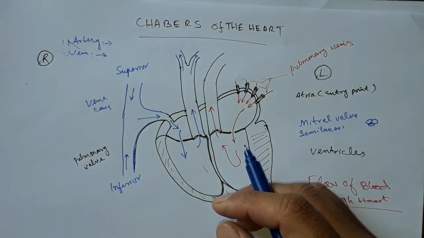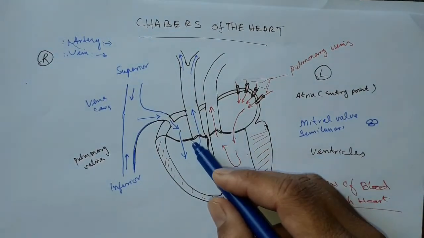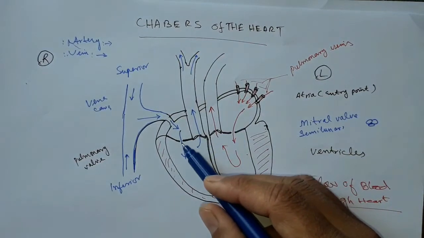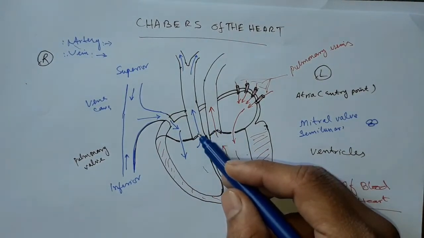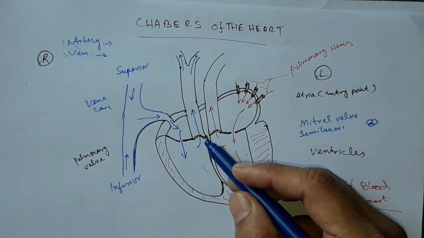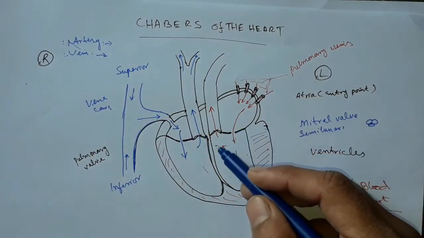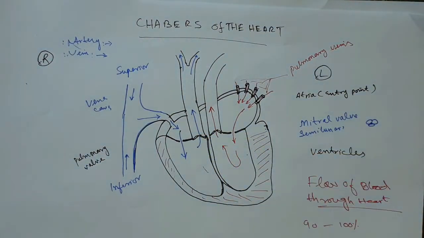So the blood flow through the heart is regulated by 4 valves, that is the bicuspid valve, the aortic semilunar valve, the tricuspid valve, and the pulmonary arterial semilunar valve. Now connecting to the valves, there are tendinous cords. These are called tendinous cords, or sometimes called cardiac tendons.